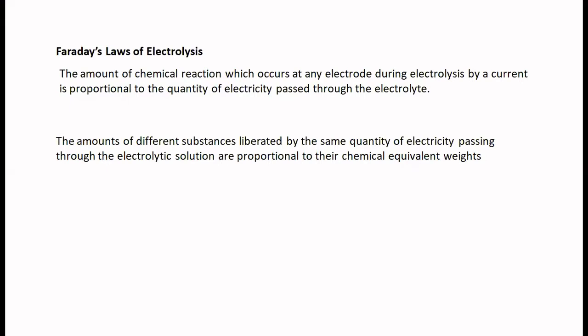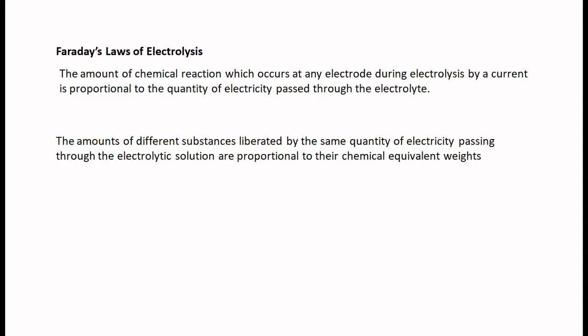Z is called the electrochemical equivalent. Electrochemical equivalent is different from chemical equivalent. Electrochemical equivalent is the amount of the substance deposited by 1 coulomb of charge. That is how you are going to represent that. But equivalent weight is the amount of the substance deposited by 1 Faraday of charge.